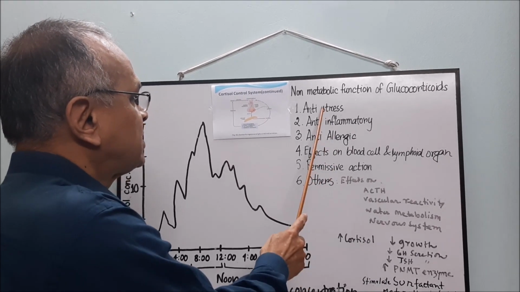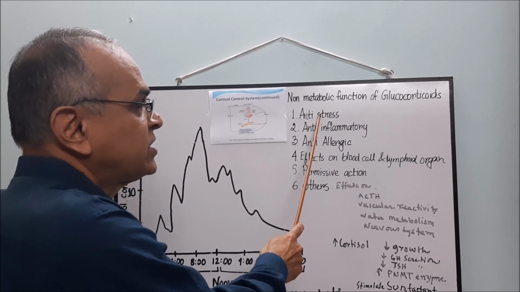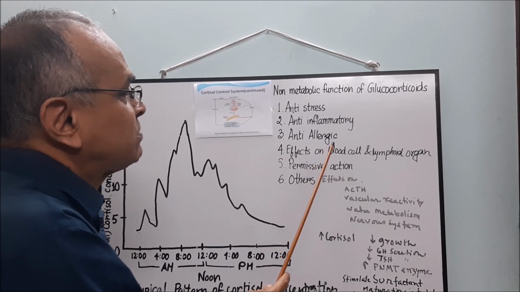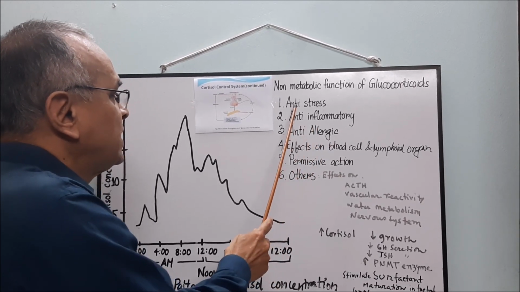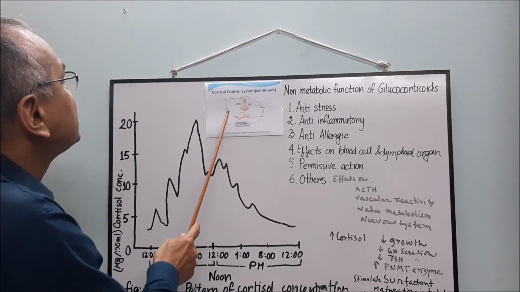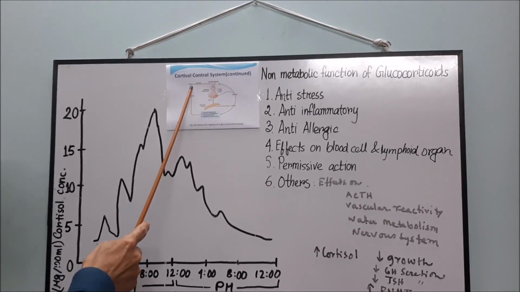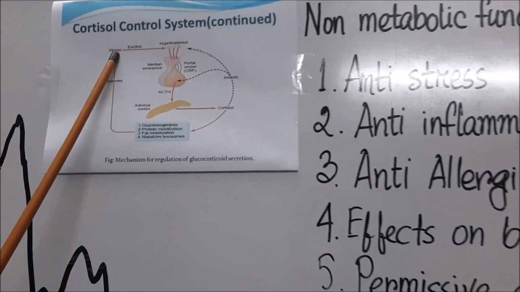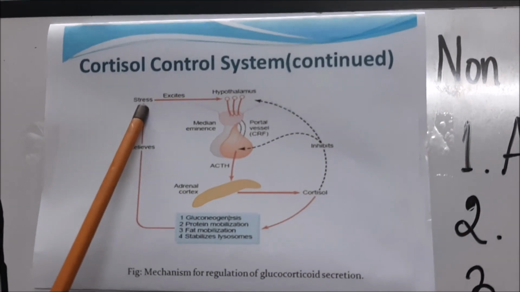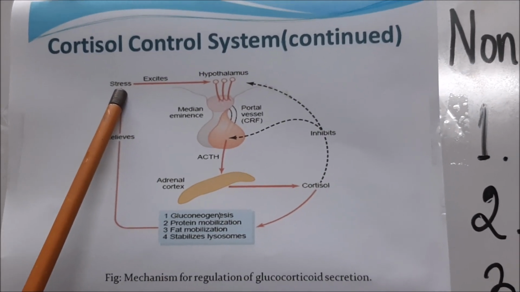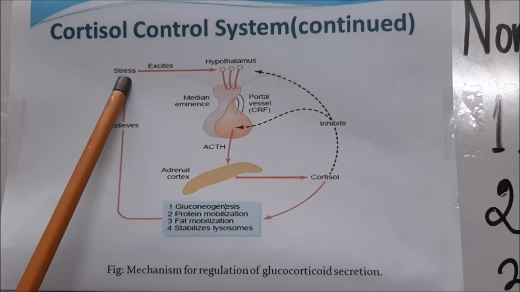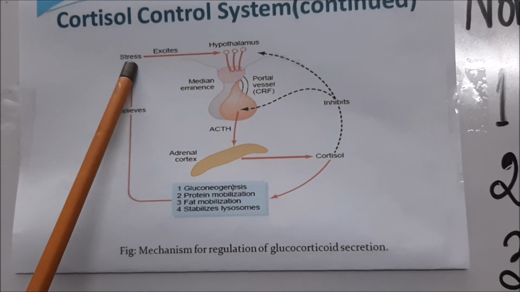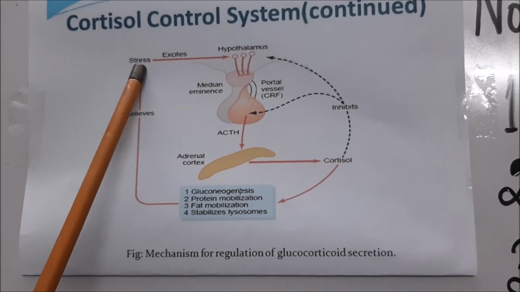Now come to the anti-stress or prevent the stress or resistance to stress. As you know, glucocorticoid is responsible for long continued life. You see any stress, I'll give you some example of stress: physical or mental stress, any type of physical and mental trauma, as well as fever, increased heat and cold, and surgery is also a stress.